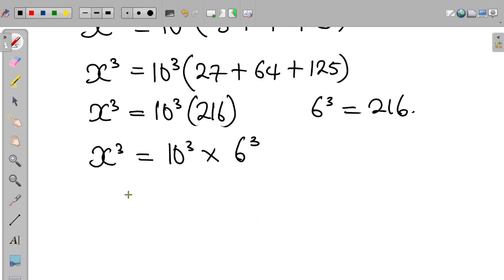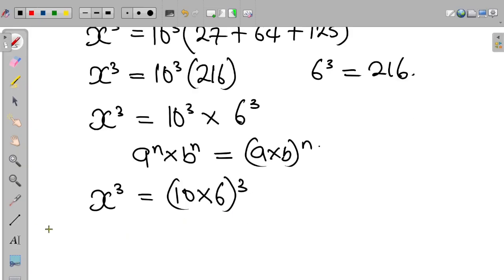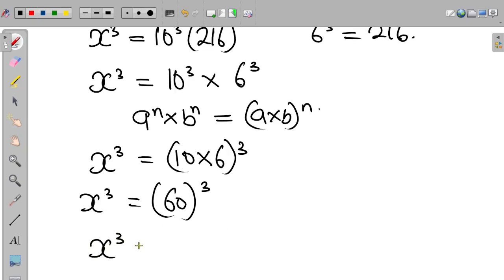Again, recall that from the product power rule, a to the power of n times b to the power of n can be expressed as (a times b) all raised to the power of n. So therefore, x cubed is equal to (10 times 6) all raised to the power of 3. So x cubed is equal to 10 times 6, which is 60, all raised to the power of 3. So we have that x cubed is equal to 60 raised to the power of 3.